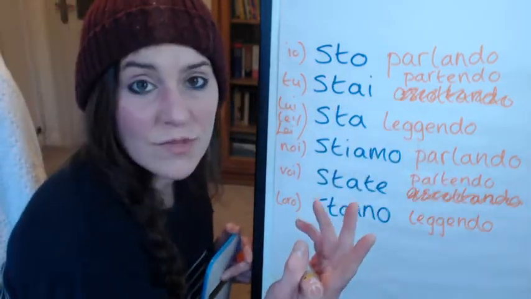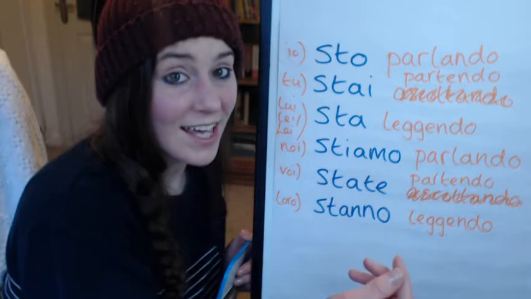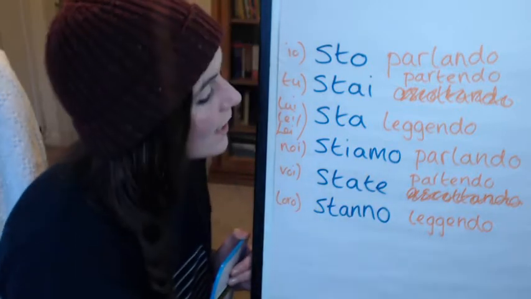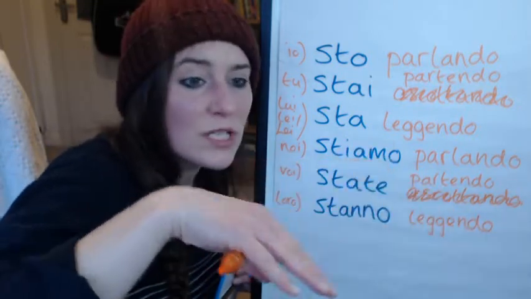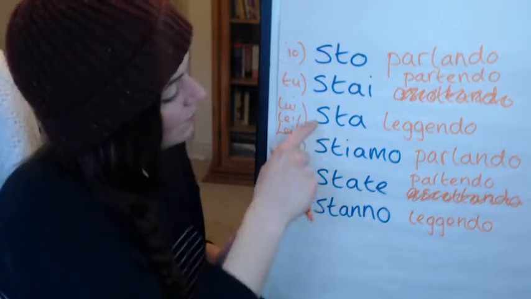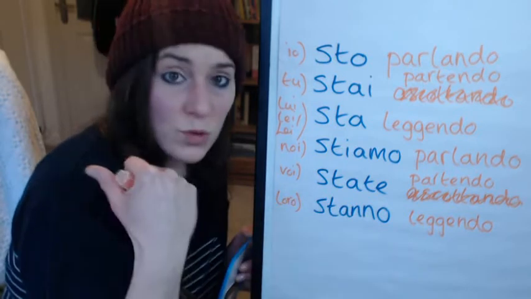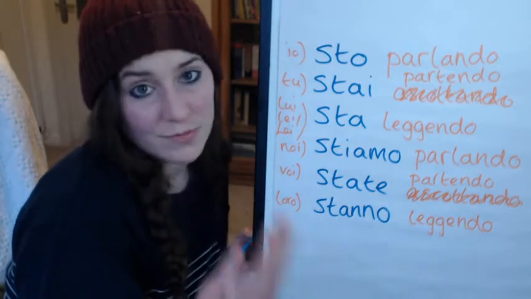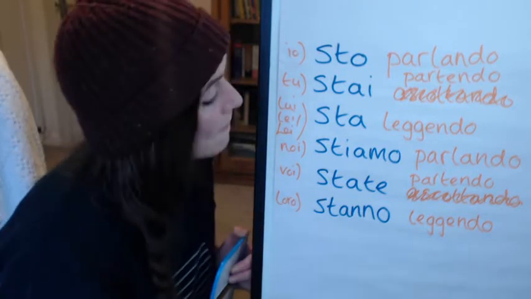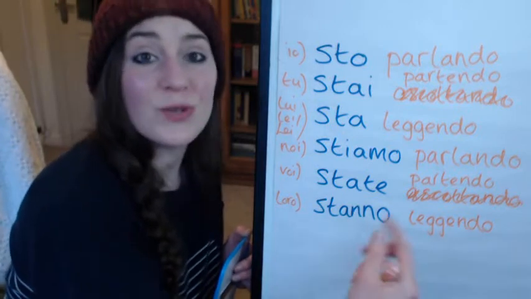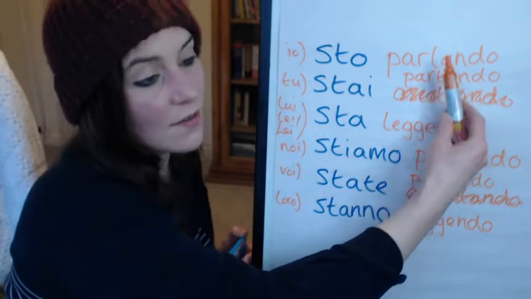So let's have a look. Sto parlando. I am talking. I'm in the middle of talking. Right this moment, I am talking. That's what I'm doing at the moment. Okay. Stai partendo. That means you're in the process of leaving. You're literally going now as I talk. Sta leggendo. Io sto parlando mentre lui sta leggendo un libro, per esempio. So I am talking whilst he is reading a book or something. In the process of, currently doing something. So that's when you use this stare structure plus a gerund form.